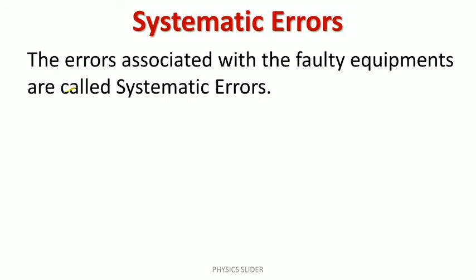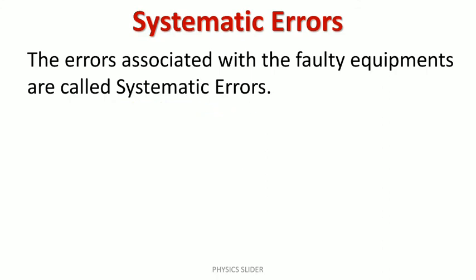The errors associated with faulty equipments are called systematic errors. It is clearly shown by the name, systematic errors. Systematic means the errors must be in the system. The system is the equipments, and the equipments are faulty. When the equipments are faulty, the errors associated with these faulty equipments are called systematic errors.